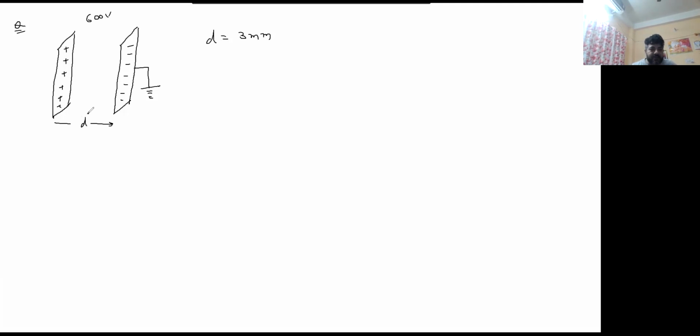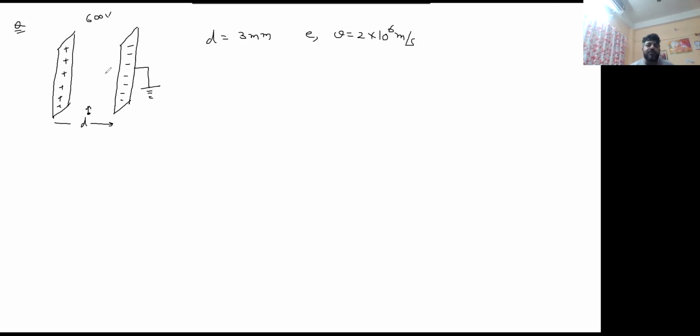Here an electron is projected with the velocity 2 into 10 to the power 6 meter per second. It moves undeflected between the plates. Find the magnitude and direction of the magnetic field in the region between the condenser plates.